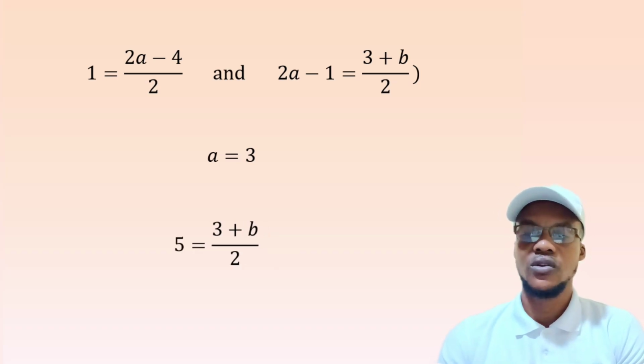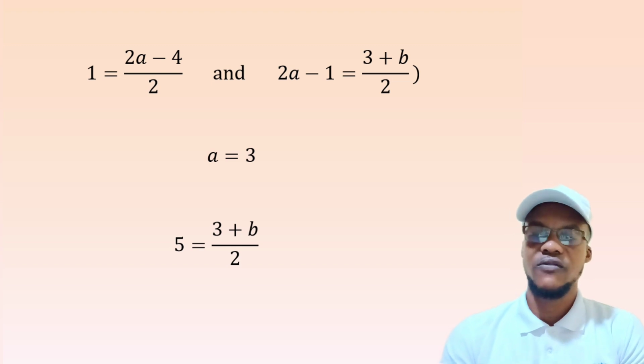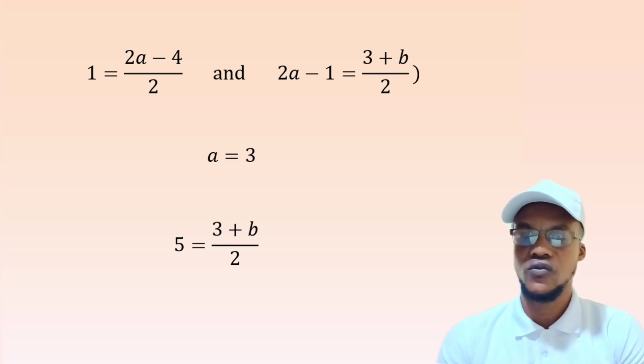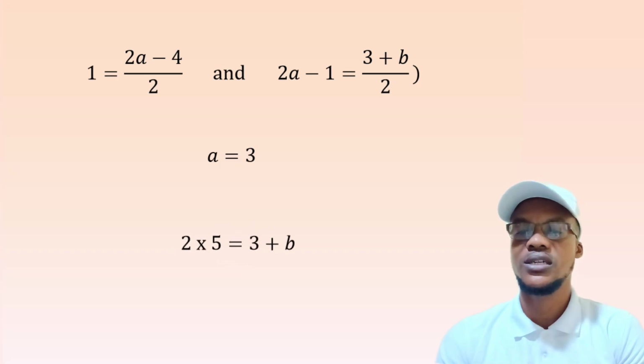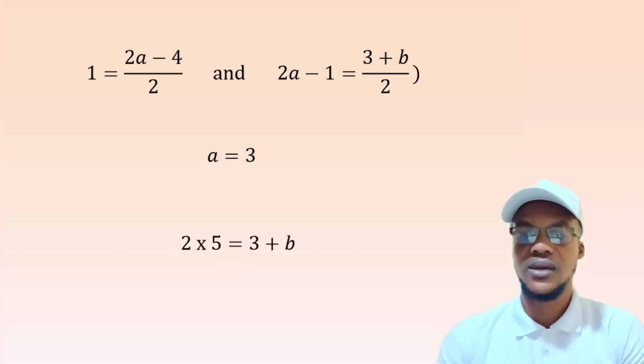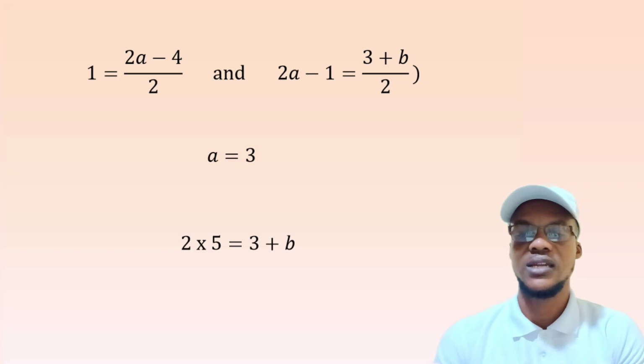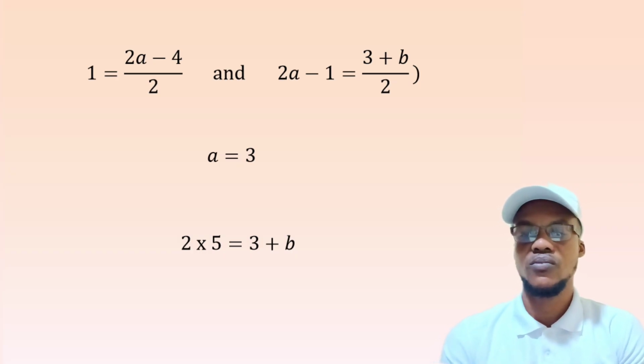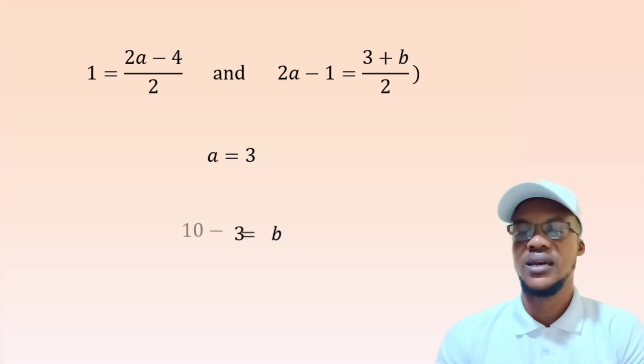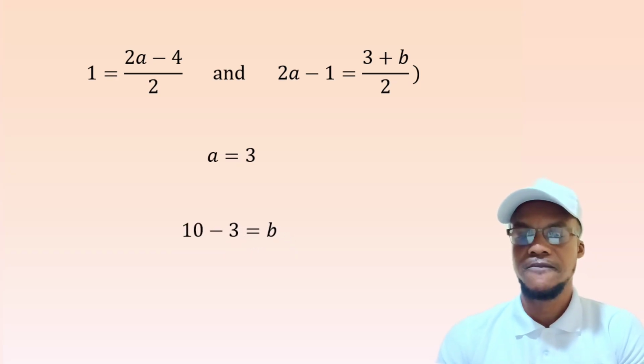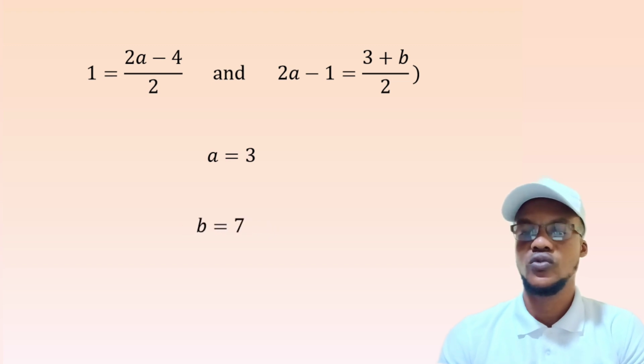And here, we find the LCM, which is 2, and multiply by 2. So we multiply 2 by 5, which is equal to 3 plus b. If you multiply 2 by 5, we get 10. Then after getting 10, we can group like terms by transposing 3 to the left side. So we are going to get 10 minus 3, which is equal to b. In that case, what will be my b? It's just a matter of subtracting 3 from 10. And that is given as b is equal to 7.